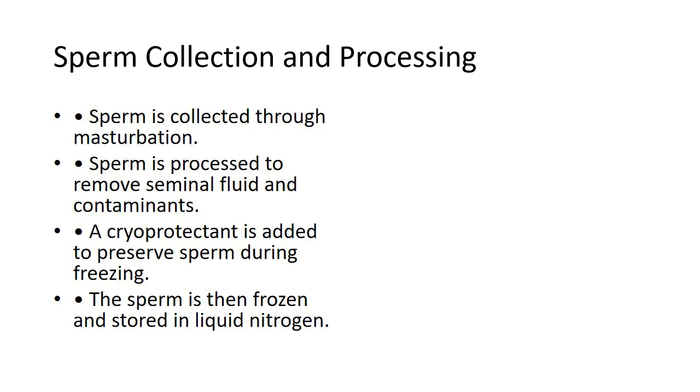It is then washed to remove seminal fluid and any contaminants. A cryoprotectant is added to prevent ice formation during freezing. The sperm is placed in small vials and stored in liquid nitrogen at a temperature of minus 196 degrees Celsius. The sperm can be stored for many years without a significant loss of viability. Thawing and use. When needed, the sperm is thawed and used for assisted reproductive techniques such as IVF or IUI.